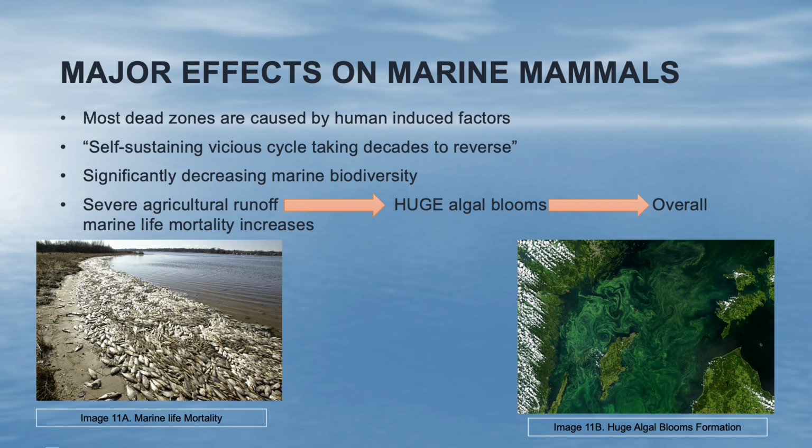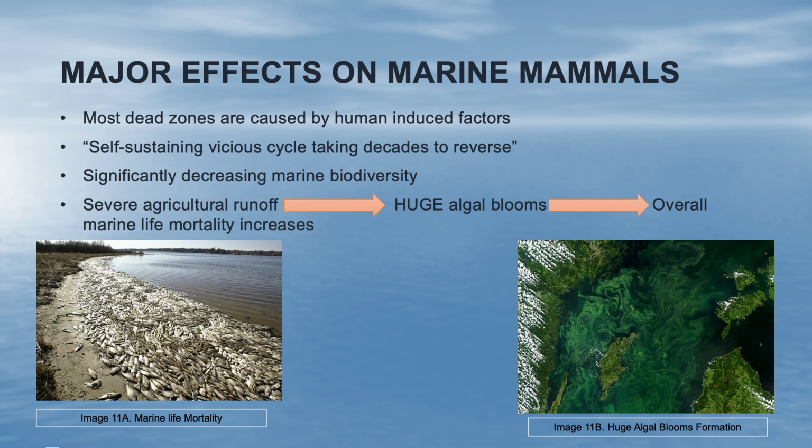So, major effects on marine mammals. Dead zones obviously have a huge effect on marine mammal populations, although they are synonymously used with hypoxic zones, as hypoxic zones will eventually create dead zones. They differ in one huge way because dead zones are caused by human-induced factors, and these zones have little to no oxygen, which can also be characterized as anoxic zones.